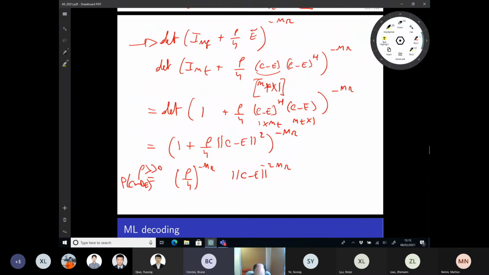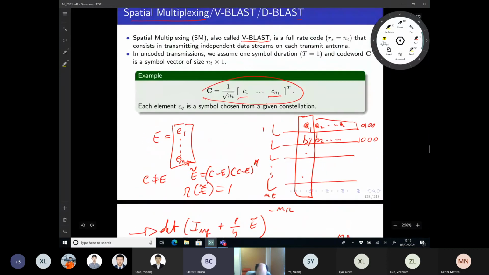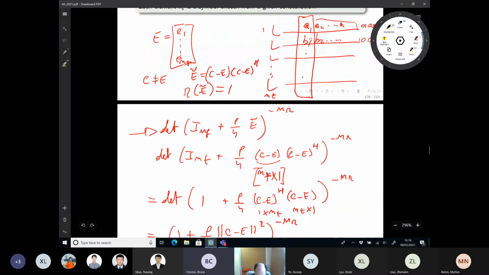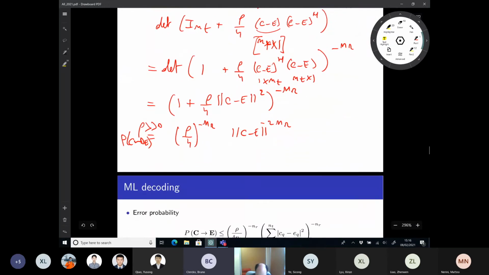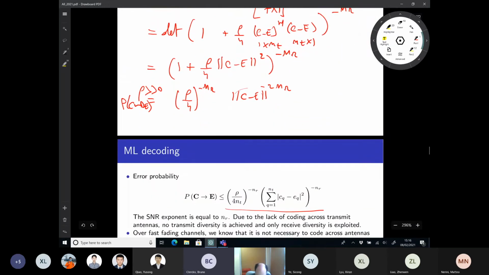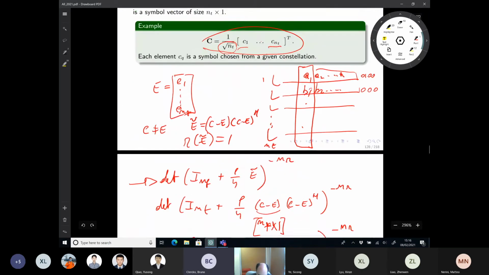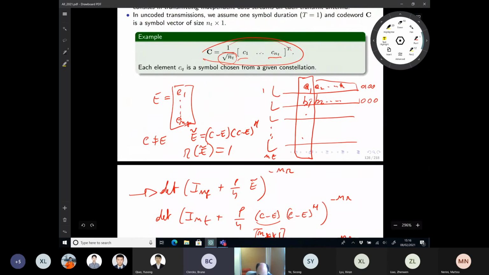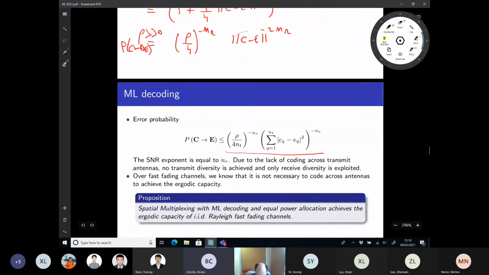Sorry, I missed the NT somewhere. Yes, so the NT comes from here, right? So the C minus E, if you replace C minus E by this, you're going to have the NT will appear. That will give you the NT there. You're going to have the sum.